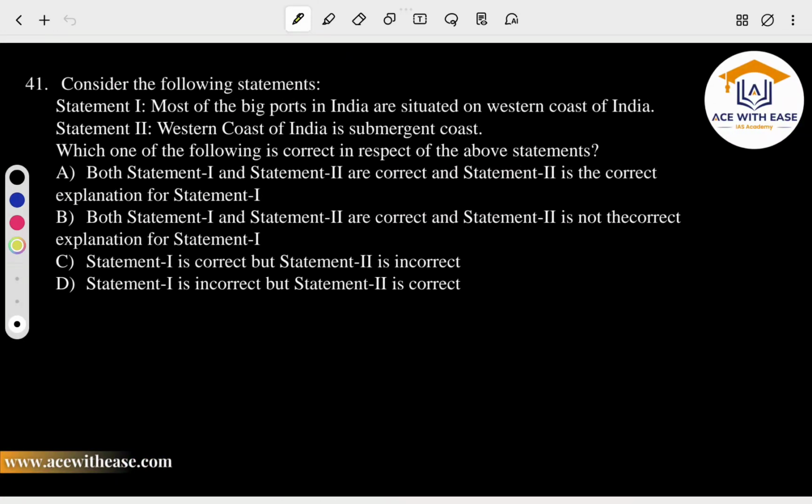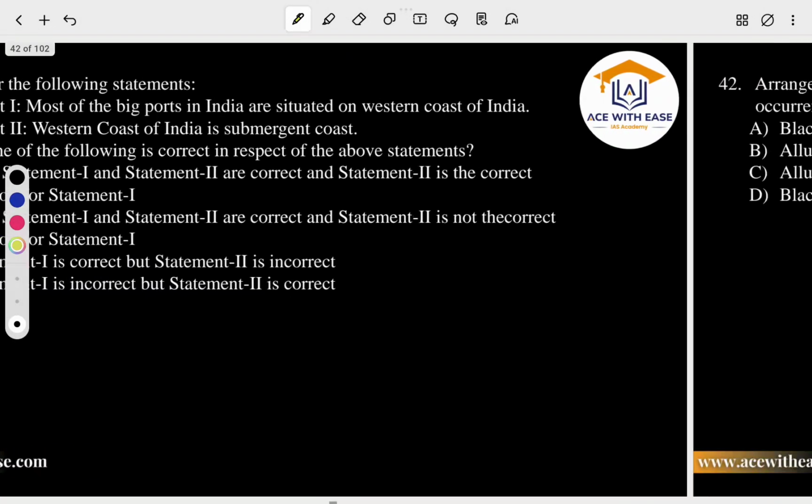41. Most of the big ports in India are situated on the western coastal region. For example, we have Mumbai, Nhava Sheva port, Kandla port, etc. Second statement, western coast of India is a submergent coast. It is partly submergent, partly emergent coast. So only statement 1 is correct and statement 2 is incorrect.